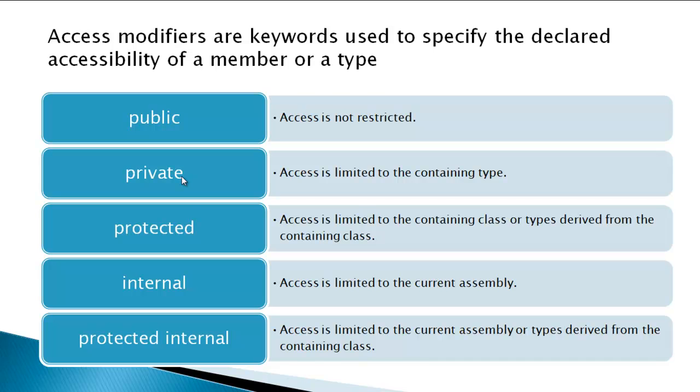The internal access modifier will give you access to all the classes of that particular assembly, or you can say DLL or exe or project. Protected internal means you will give access to all classes of that particular assembly because of the internal keyword, and it will also be available in the classes outside that assembly which are derived from the class where the member has been declared.